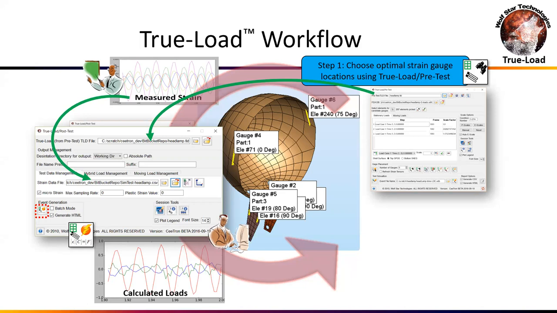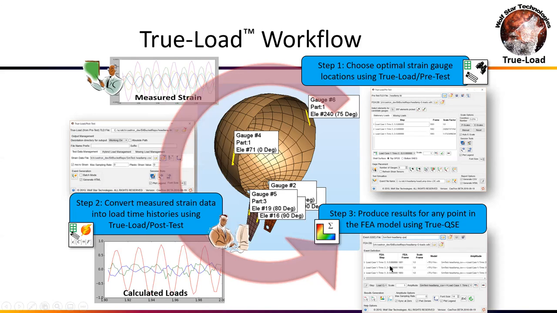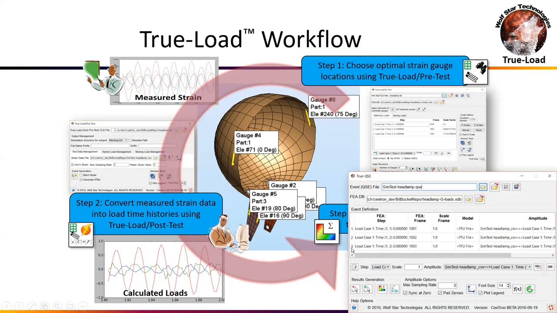And once we've got that confidence, then the post-test software is also going to automatically generate for us a true QSC file. And the true QSC file is going to have the unit loads from the FVA model and the corresponding loading functions that came from the test data. And now we can take this file, and we can probe any node or element we want for any stress or strain response we want.